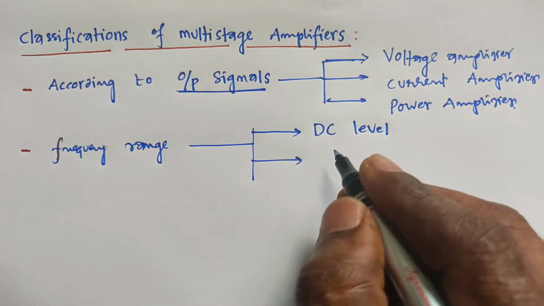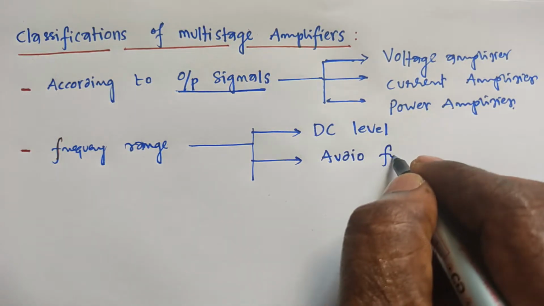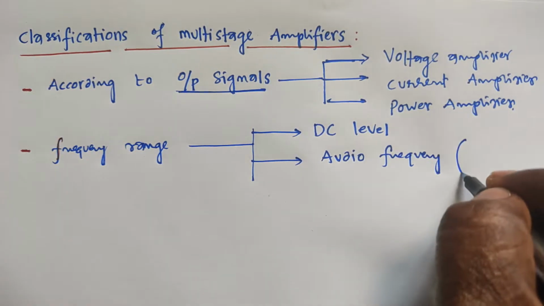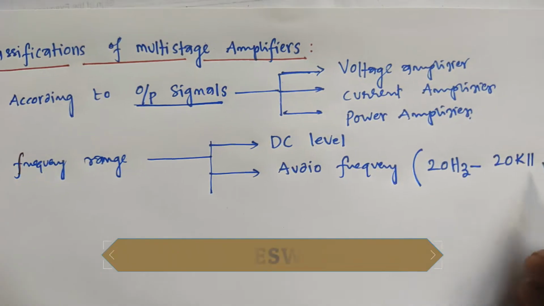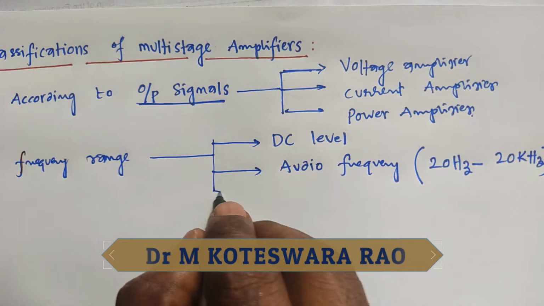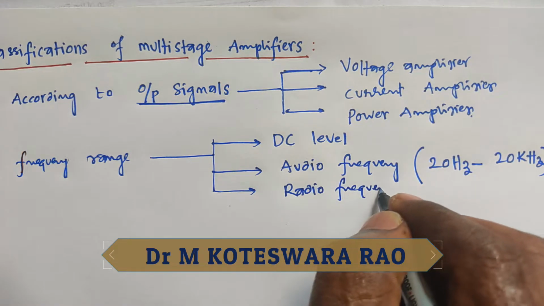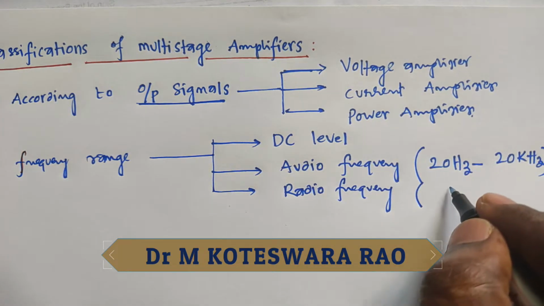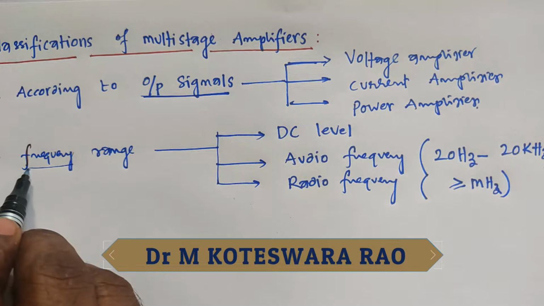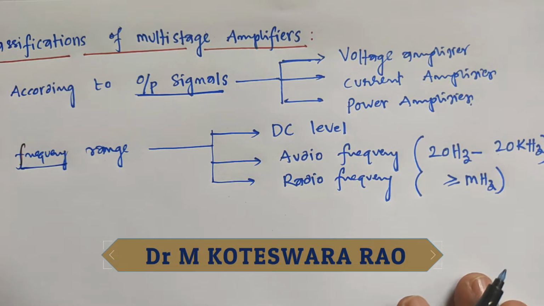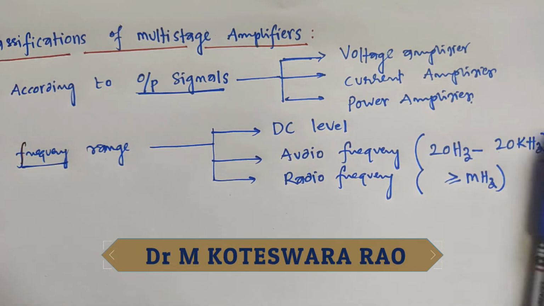If you have a low frequency in terms of kilohertz, that is nothing but audio frequency. Widely we prefer the frequency range of 20 hertz to 20 kilohertz. And the third one is radio frequency. The radio frequency range is widely greater than megahertz. Okay, so that is purely based on frequency. That is the frequency range. Frequency units are hertz.